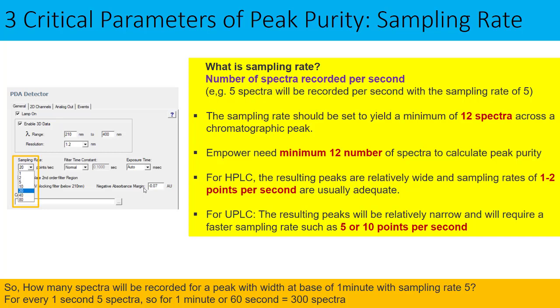Now I talked about the noise observation in case of a very high sampling rate. What happens if your sampling rate is too low? You will not have sufficient points to draw a peak. So too low a sampling rate as well as too high a sampling rate is not a suitable situation, but you need to have the optimized sampling rate. And I have given the example of what is meant by the optimum sampling rate. At least you should have a minimum of 12 spectra across a peak.